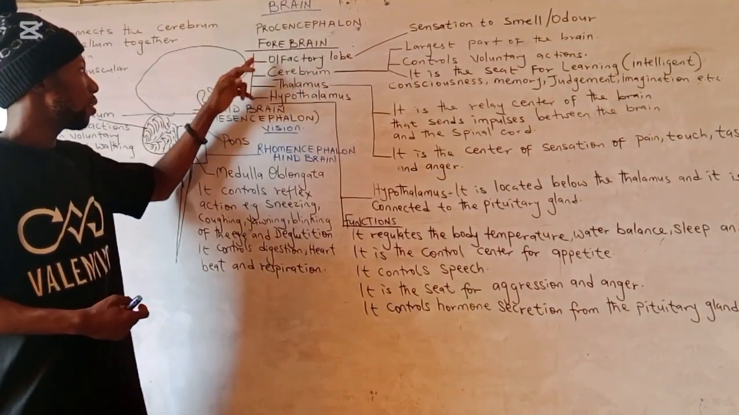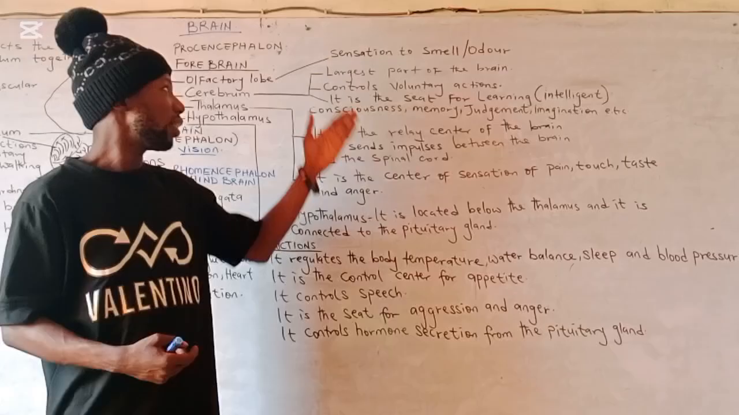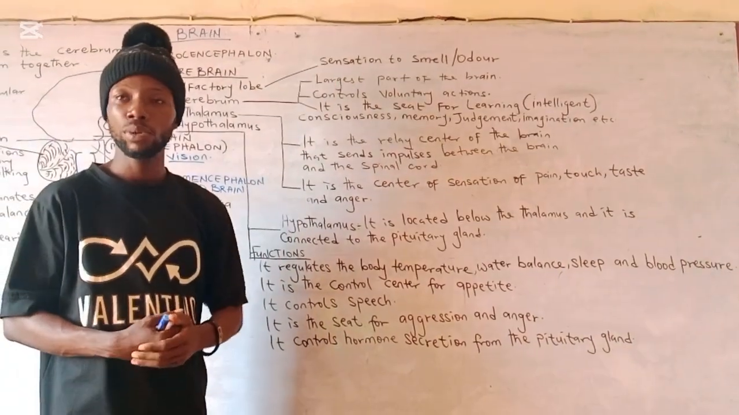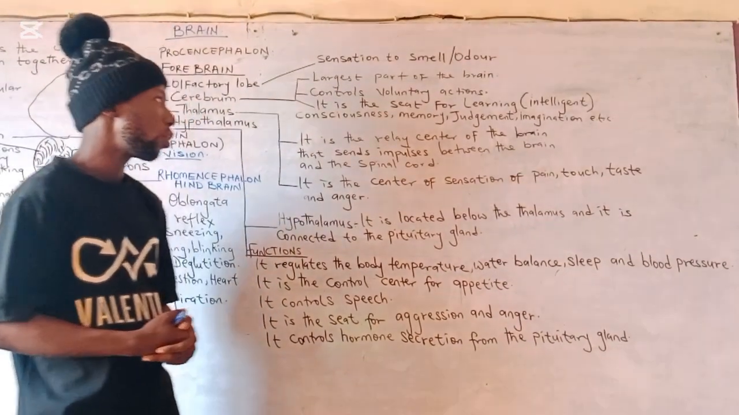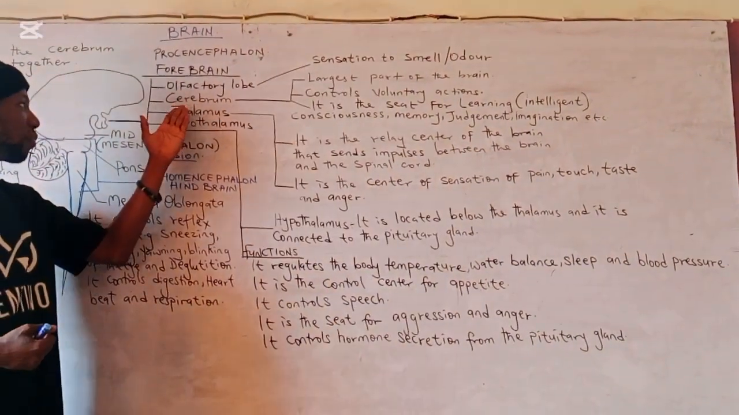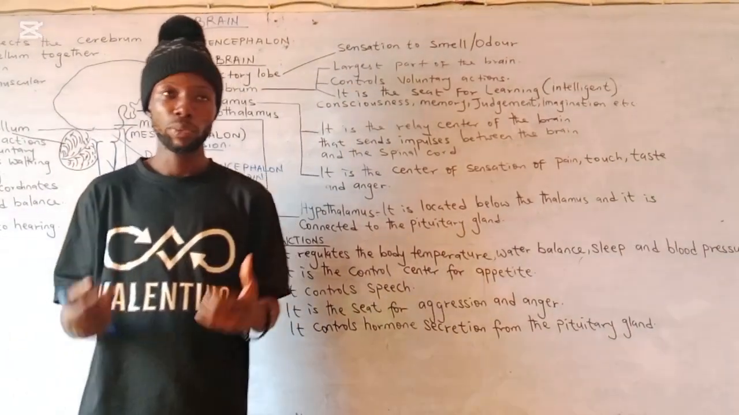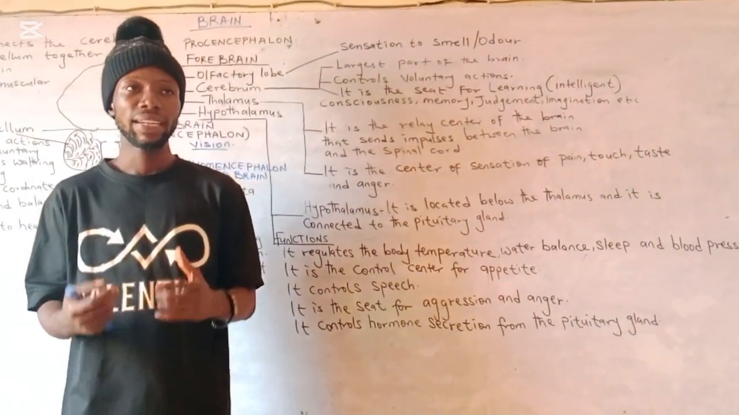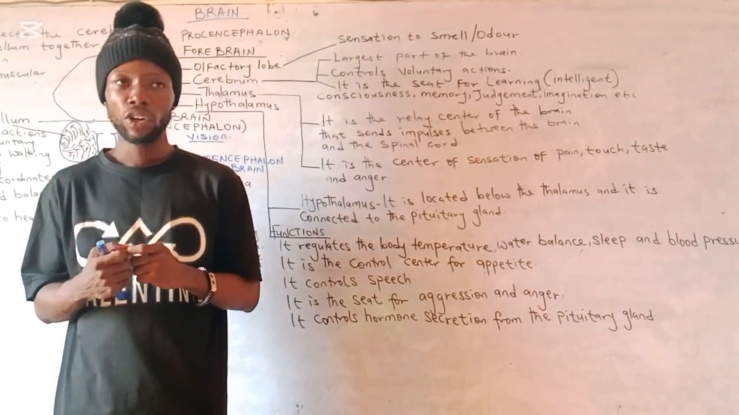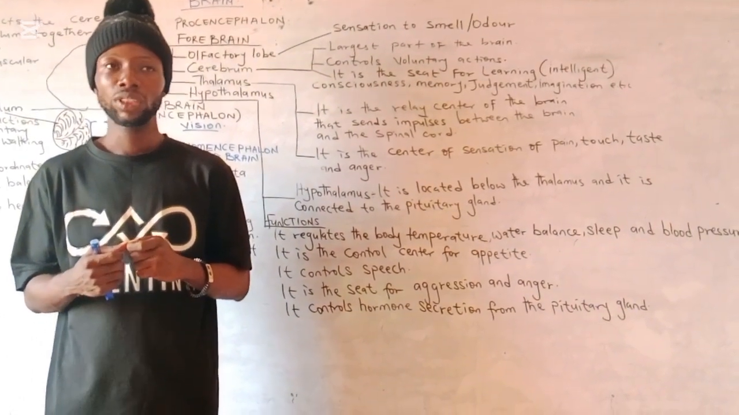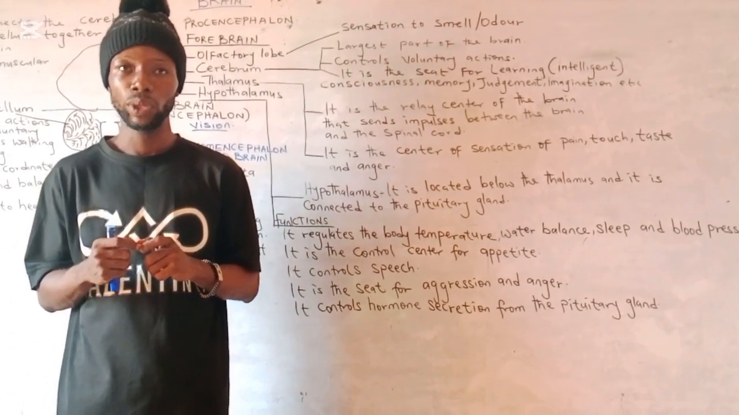Okay? Here in the forebrain, we have the olfactory lobe. This part of the brain, the olfactory lobe, is sensitive to smell or odor. The next we have here is the cerebrum. Cerebrum is the largest part of the brain, and it contains different centers for different activities of the brain. So the cerebrum is the most functional unit of the brain, as we know.